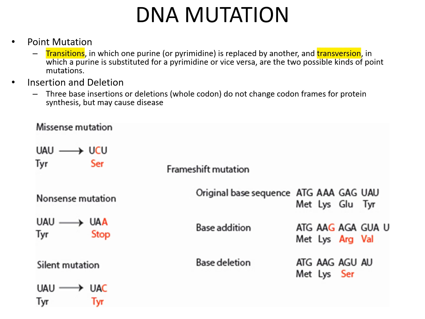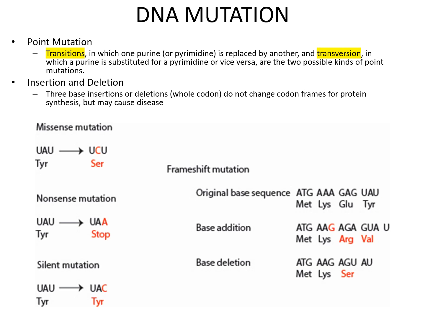It can be a transition or a transversion. Transition is when one purine or pyrimidine is replaced by another. Transversion is when a purine is substituted for a pyrimidine or vice versa. So these two are the possible kinds of point mutation. And then the point mutation can have three different types of end result.